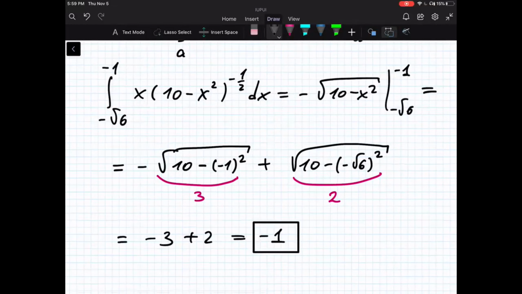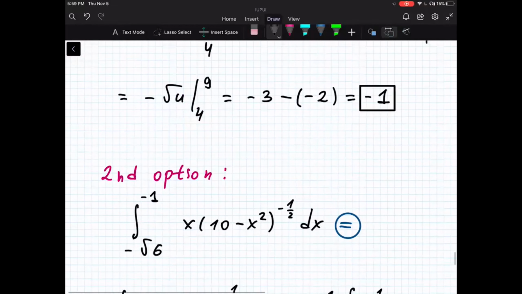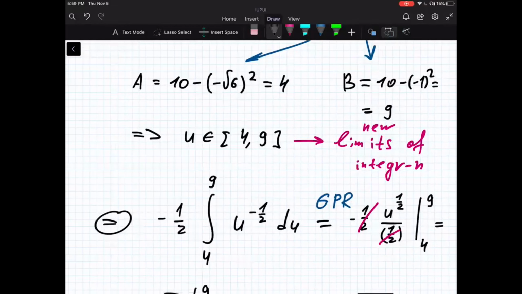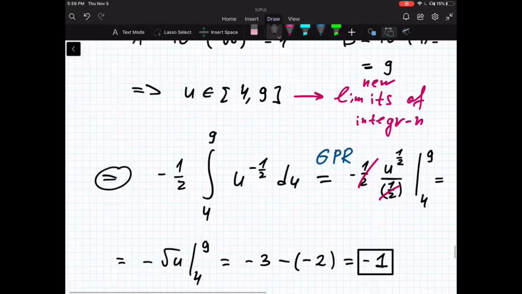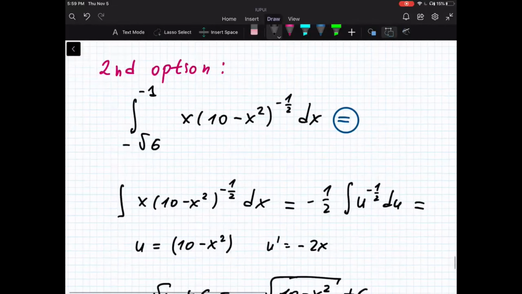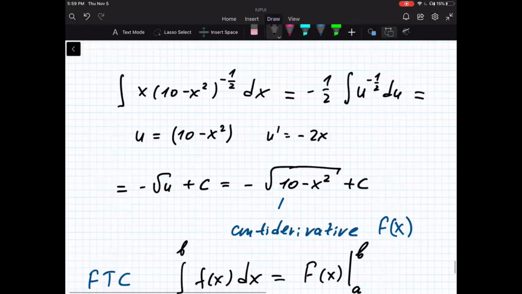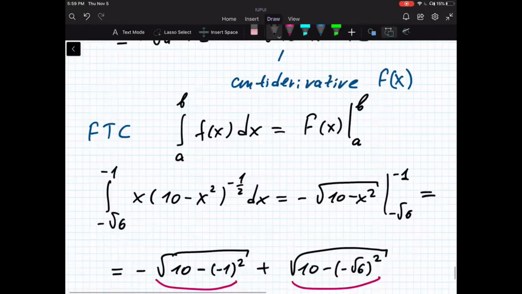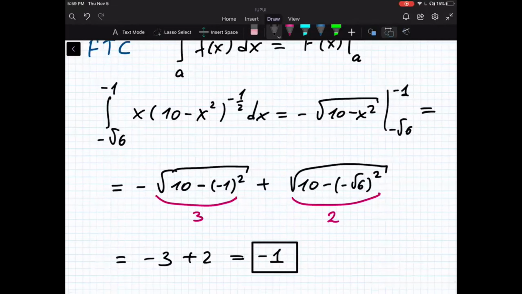So either you use first option, and then you need to think about the corresponding limits, how to transform them, or you use second option, and then you need first calculate antiderivative, and then substitute your limits. But both ways are, of course, correct.